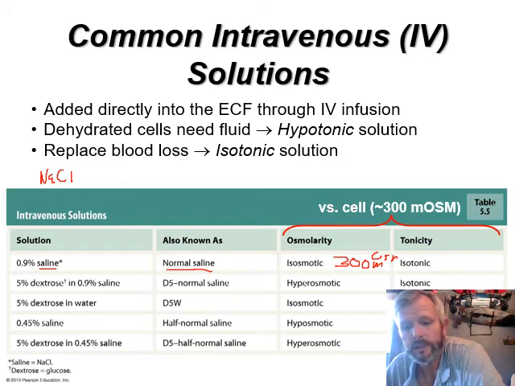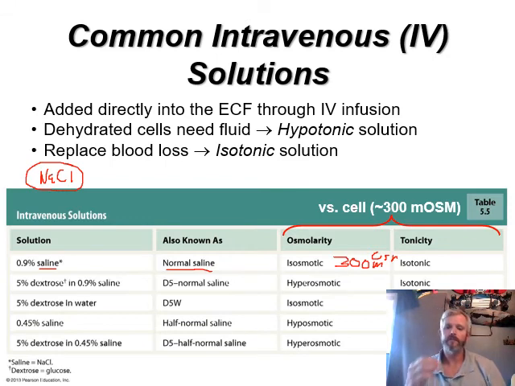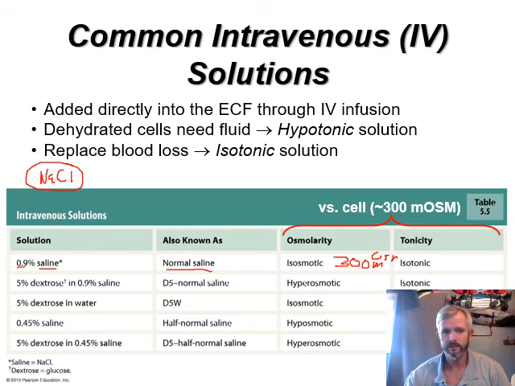This solution is isotonic because it's isoosmotic, 300 milliosmoles, and what's it made of? It's made up of all NaCl, so all of the solution is non-penetrating solute. 300 non-penetrating solutes in the solution, 300 in the cell. So if I were to put my cells into this 0.9% saline, they would stay nice and healthy and round, because the solution is isotonic.